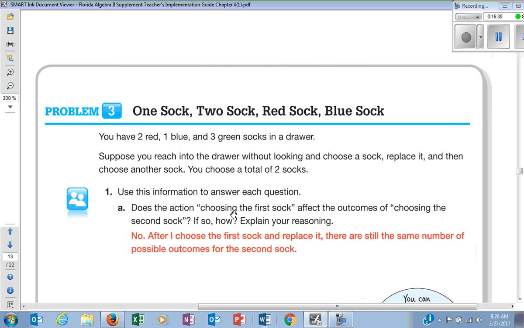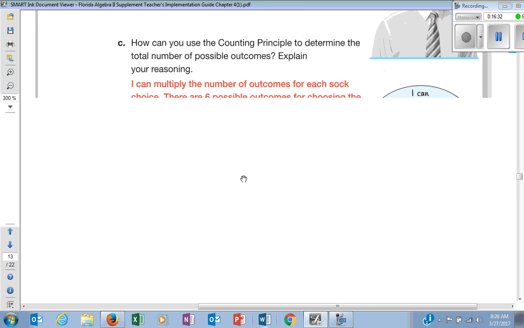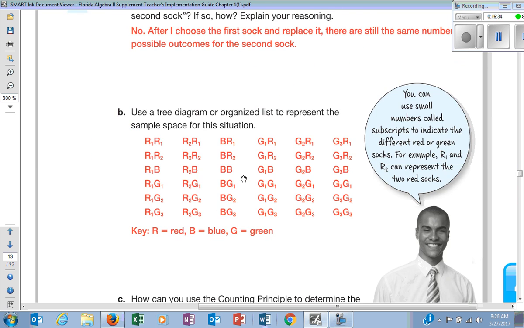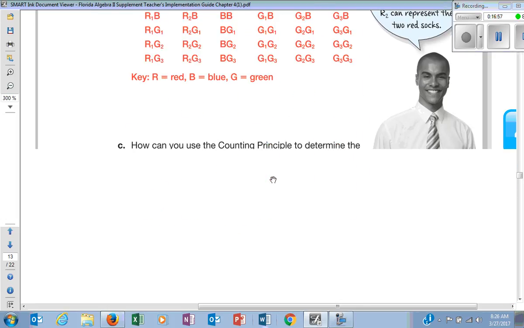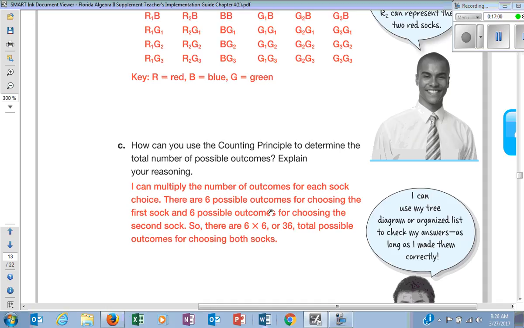We all should know how to do the tree diagrams. We should know, okay, how many different events do I have that I need to take care of? How many holes do I have? How many situations do I have to take care of? Two. How many different possibilities do I have for my first one? Six. How many possibilities for my second event? Six. Why? Because I'm replacing. So I still have six, and I still have six, and 6 times 6 is 36 different outcomes. A lot of possibilities for socks.